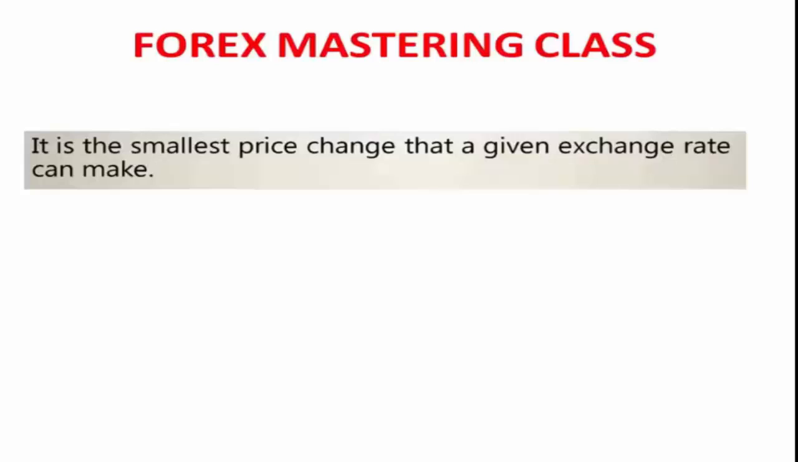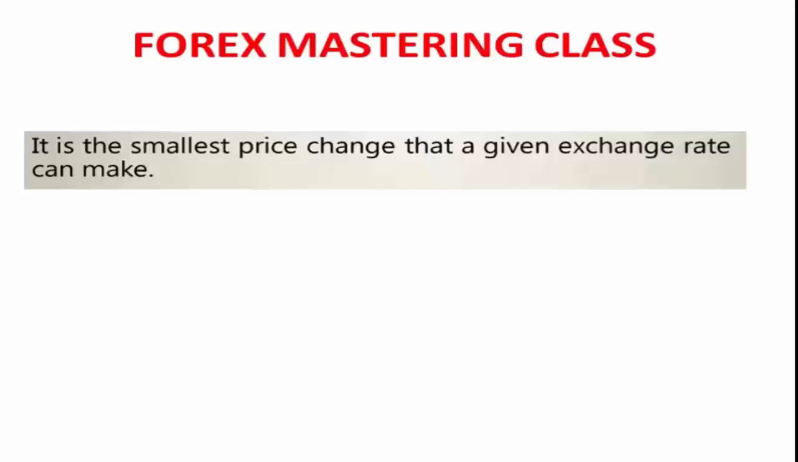But we have positive pips and we have negative pips. Positive pips are the pips that come in your favor. You place a buy and the market moves up, which is in your direction, then you have positive pips. But when you place a buy and the market goes down towards sell, then that is negative pips.